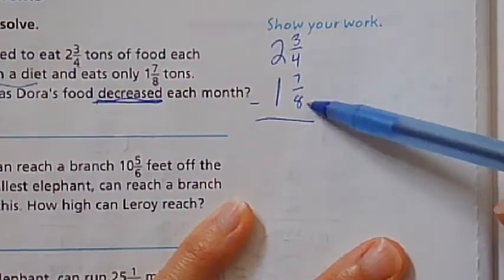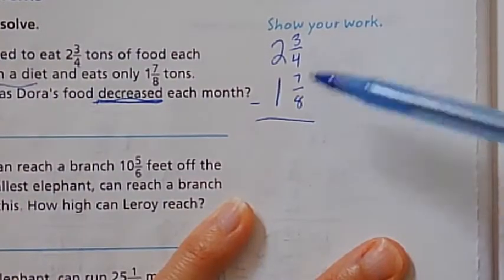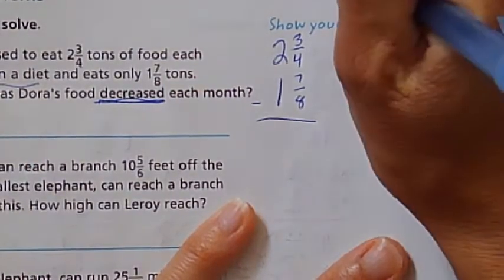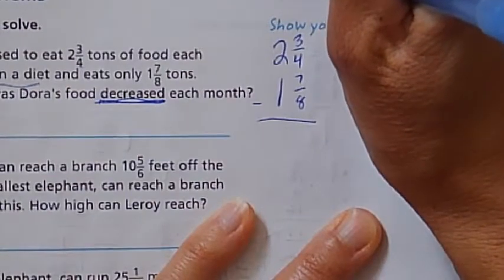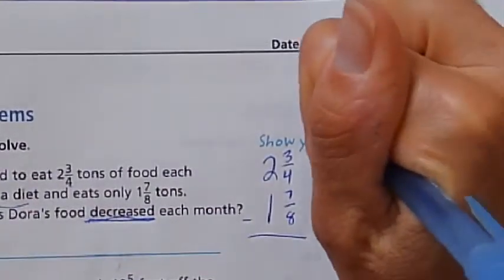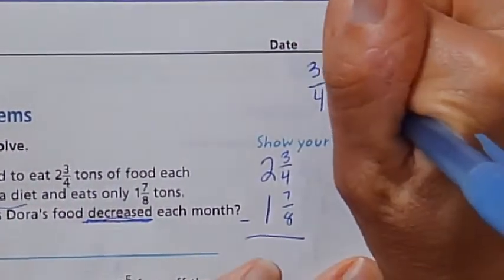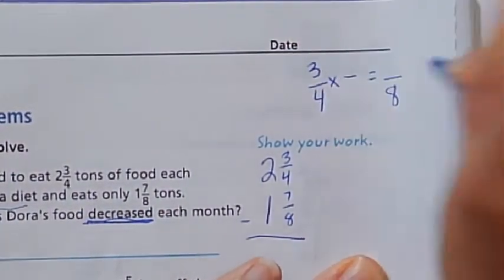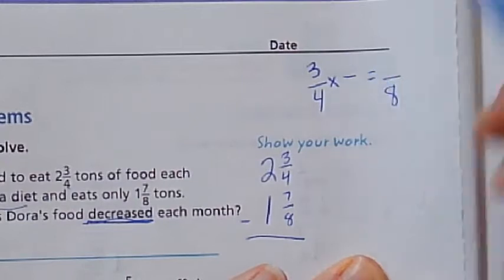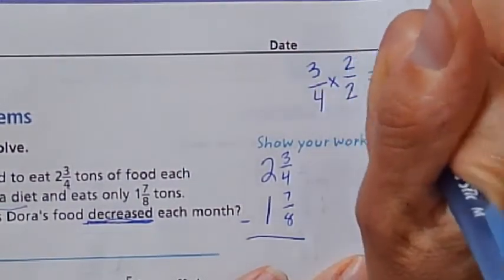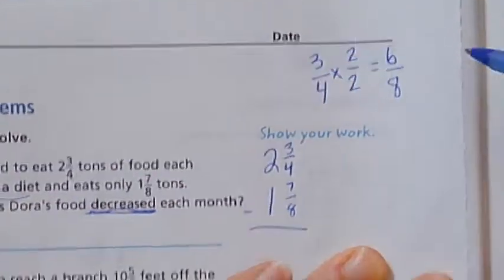And looking at the two numbers I have a 4 and an 8. I know for a fact that 4 is a factor of 8 because 2 times 4 is 8. So I only have to change one of them. I'm going to change it up here at the top so I don't run into my workspace. I need to multiply 3/4 by something to get me to a denominator of 8. It needs to be a fraction equal to 1, so I'm going to go with 2 over 2. 3 times 2 is 6. 4 times 2 is 8.